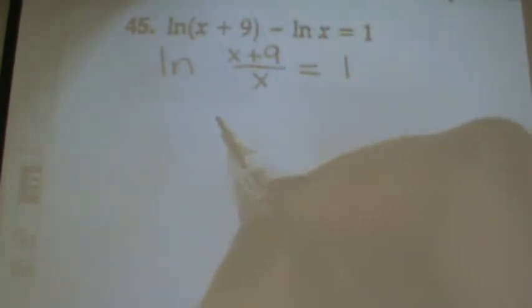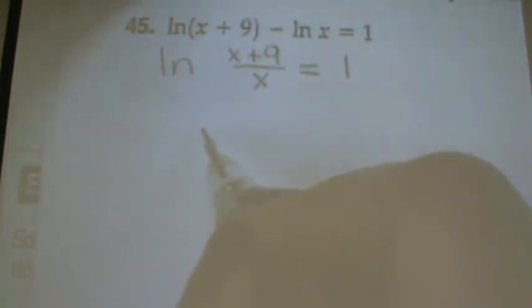Every year I see students do this. They cross this out. You don't have the right to cross something out if it's not on the other side. So what do you do when you can't cross both things out? You know what you're going to do? Rewrite it in exponential form.